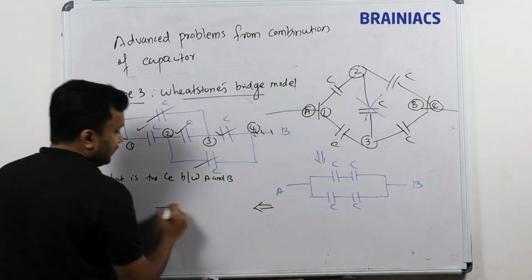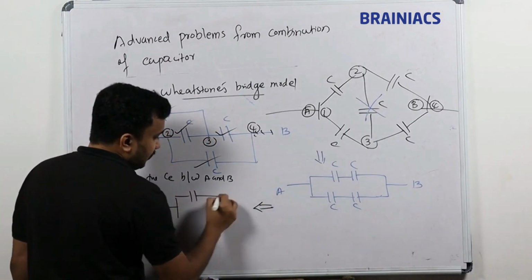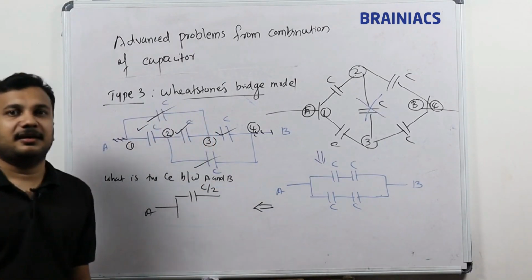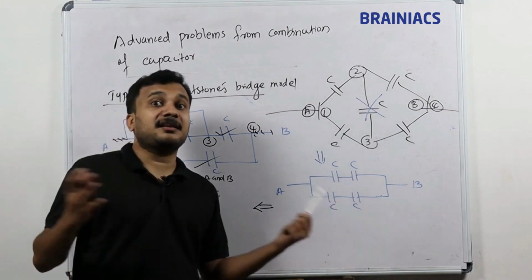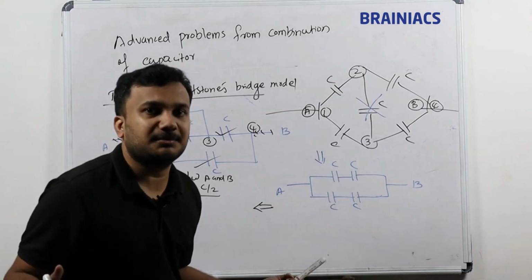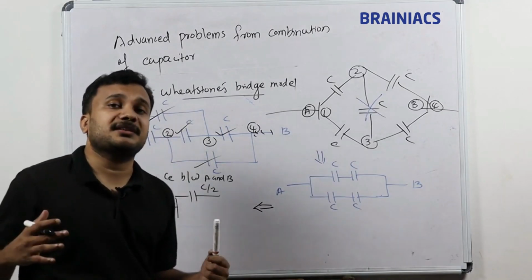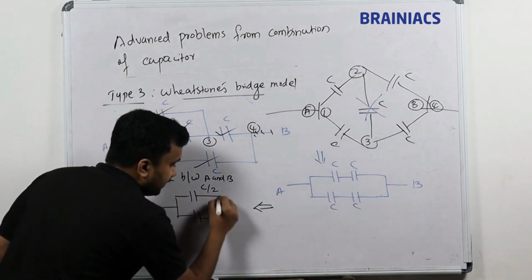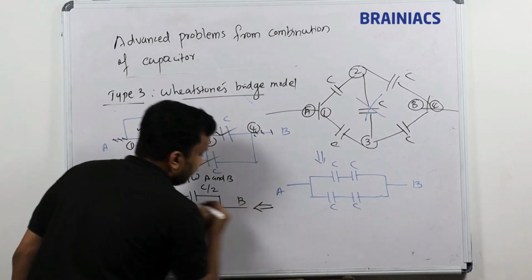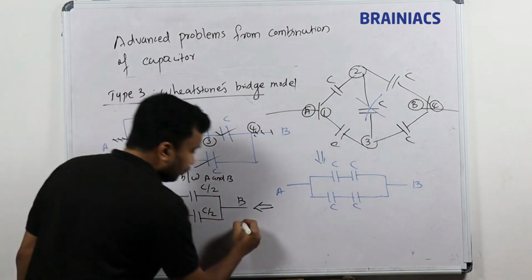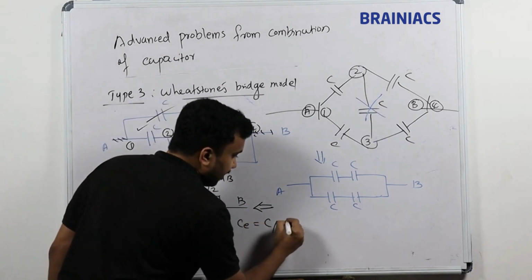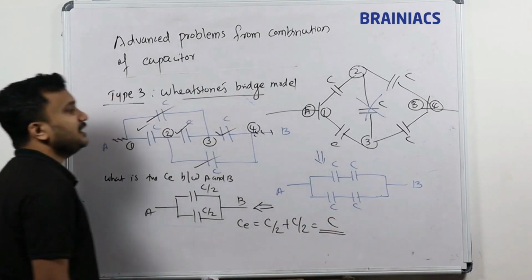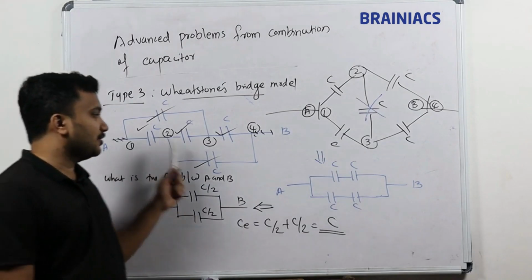Top side, what capacitance will you get? Top side you will get C by 2. 2 equal capacitances in series connection. If there are n equal capacitances connected in series, then what will come? C by n. If there are n equal capacitances connected in parallel, what will you get? nC. So C by 2 will be here and C by 2 will be here. Both are parallel, C by 2 plus C by 2. So C equivalent is equal to C by 2 plus C by 2. Answer is C. So the answer to the question is C.